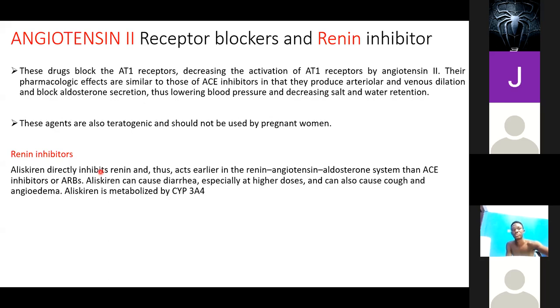Now, we have the aliskiren, which is a renin inhibitor. So they block renin from converting angiotensinogen to angiotensin 1. And here, they act directly to inhibit renin. Okay, so it blocks it from the beginning, and that cascade of the renin-angiotensin system is being blocked. So it comes earlier, even before the angiotensin converting enzyme inhibitors or the angiotensin 2 receptor blockers. However, there is some price you will pay selecting aliskiren for treatment. It can cause diarrhea, especially at higher doses, and also cause cough and angioedema in the body. And aliskiren is metabolized by CYP3A4.